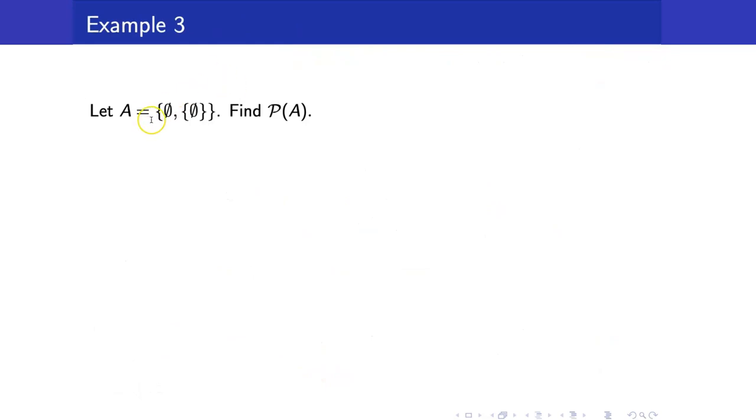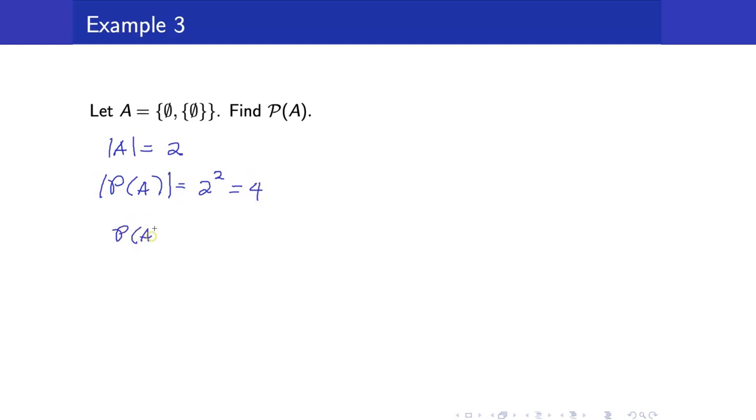Let us consider this next example. We have the set A here. And what is the cardinality of our set A here? The cardinality of A is 2. So therefore, from our previous theorem, the power set of A has 2 raised to 2 or 4 elements.